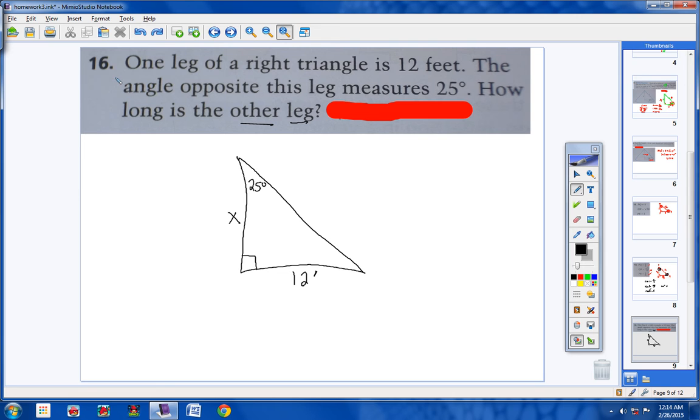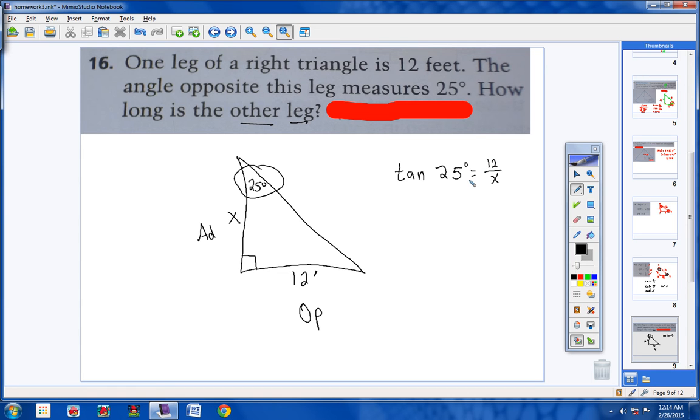Well, we know that we can use 25 degrees. So we circle that. We go straight across. This is opposite. This is hypotenuse over here. So this is adjacent. So the two sides I'm dealing with are opposite and adjacent. And we know that's going to be tangent. So the tangent of what angle did I circle? 25 degrees equals opposite over adjacent.